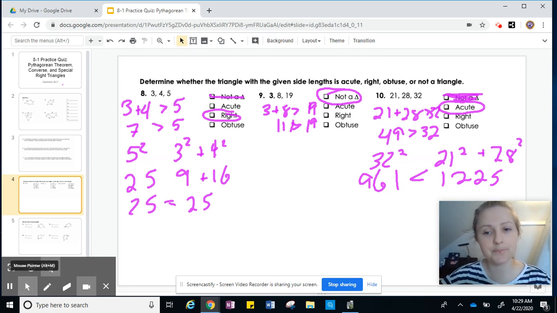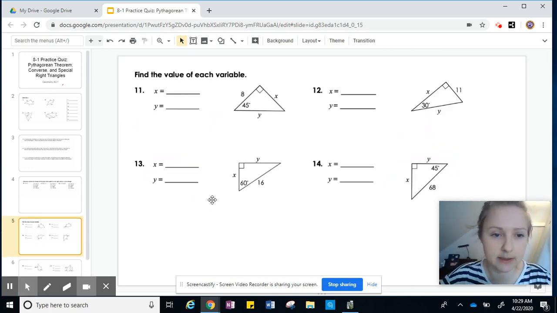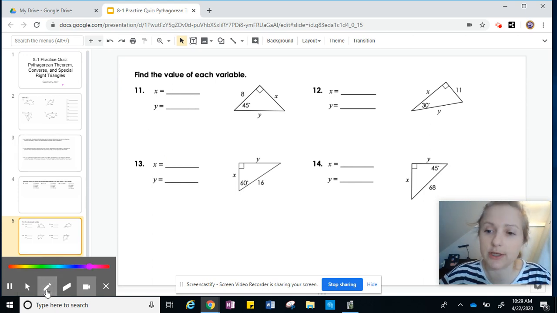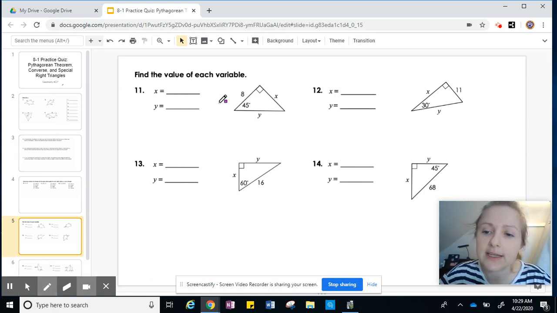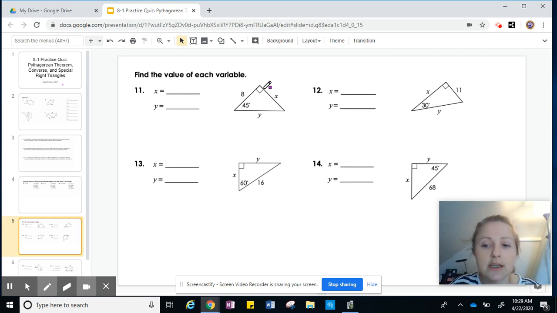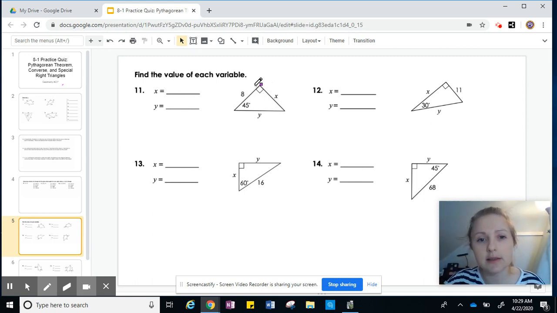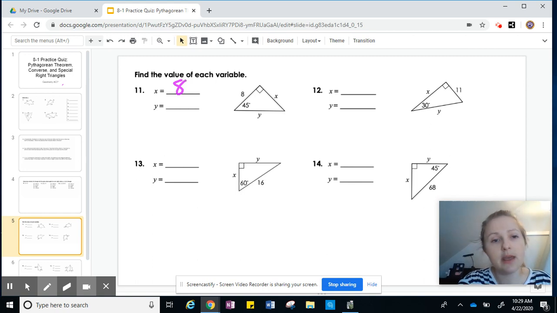triangle. All right, so last topic is special right triangles. So we've got 45, 45, 90 or 30, 60, 90. So this first one, number 11, is 45, 45, 90. So that means that the two legs are the same. So they give us 8 as a leg. So that means x is also 8. And y is the hypotenuse. So we know in a 45, 45, 90 triangle, the hypotenuse is always equal to a leg times the square root of 2. And that's all you need to do.